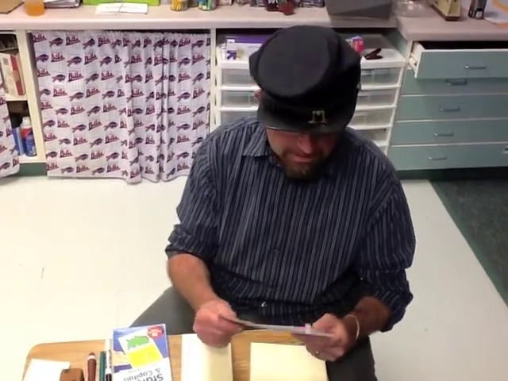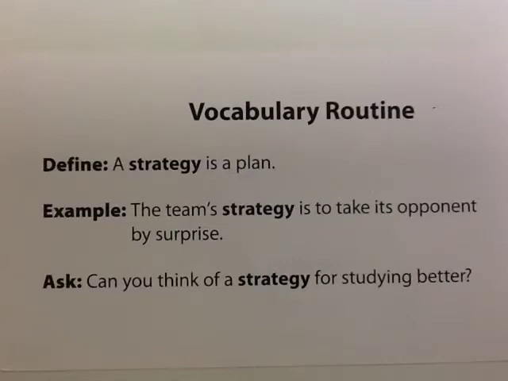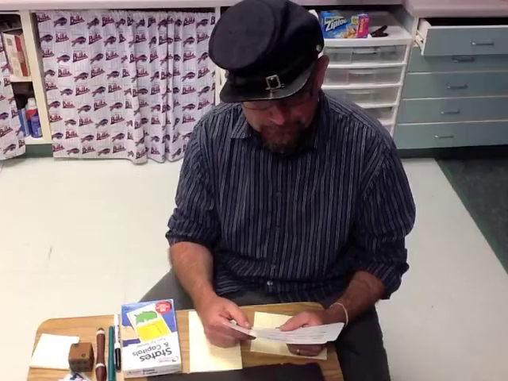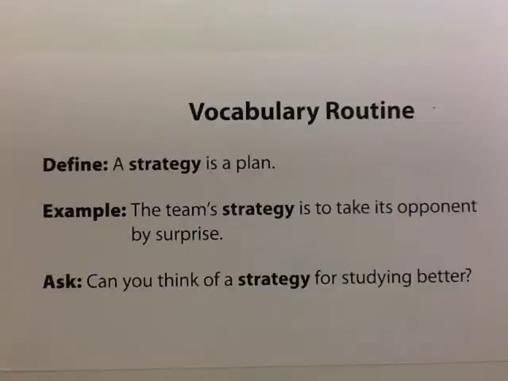All right. An example of strategy is the team's strategy is to take its opponent by surprise. Think those Civil War soldiers took their opponents by surprise? They did. Strategy. All right. Pause the video. Write your example. Okay. Question sentence. Here we go. Can you think of a strategy for studying better? Strategy.